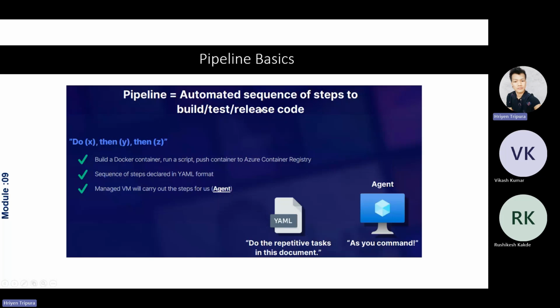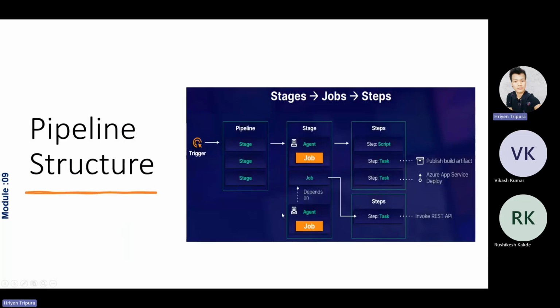So whatever task you have defined in your pipeline, the agent will try to deploy it and run it here. For example, if you have repetitive tasks in the same YAML document, the agent will take care of them.